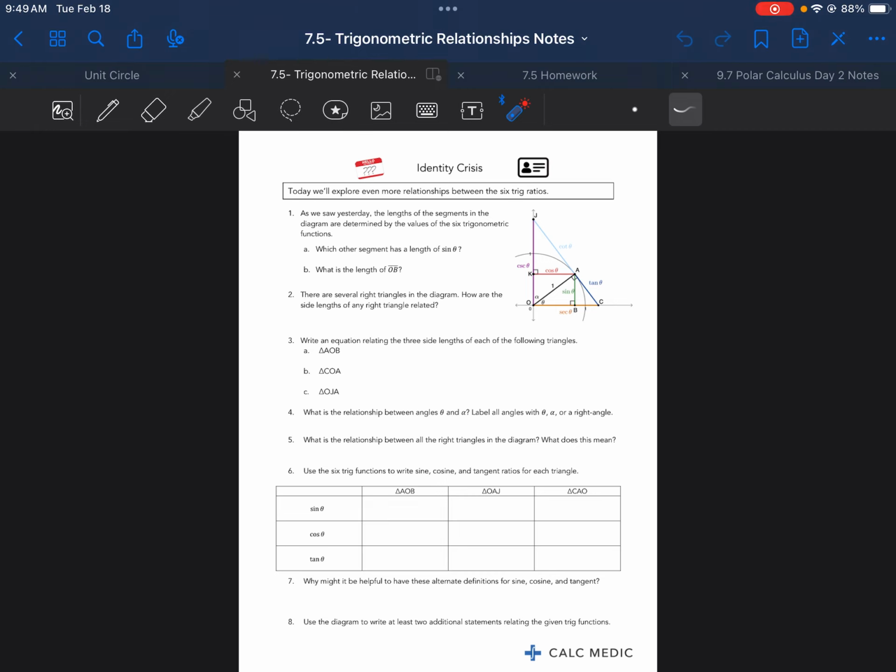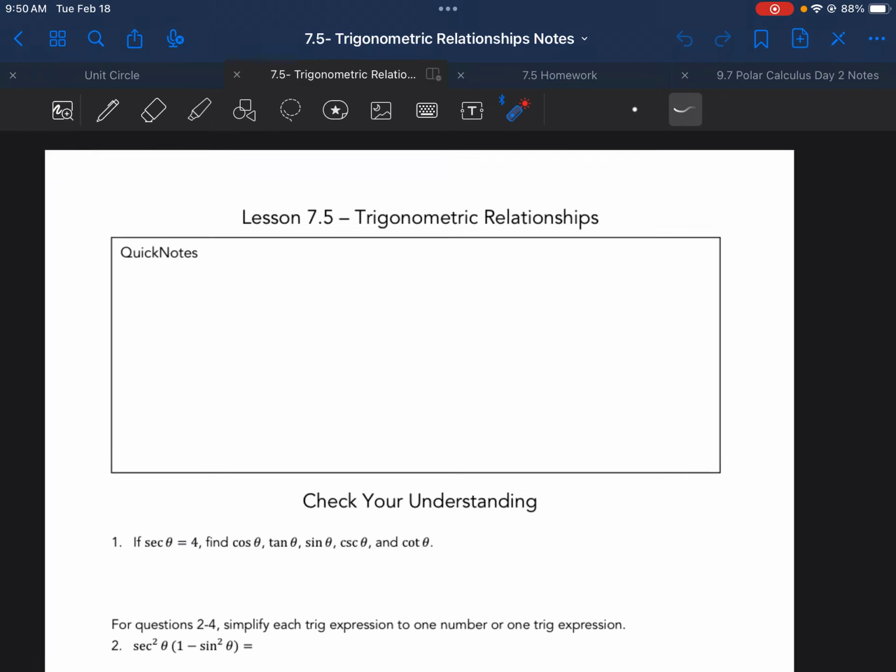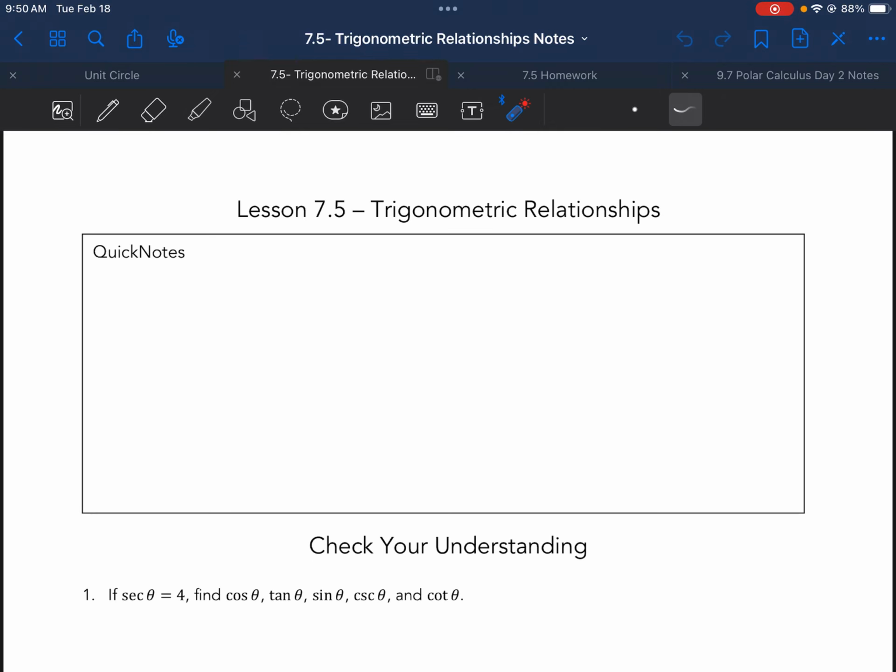So I'm going to actually skip Calcmedic's front page, their exploration activity, just for the sake of time. I know the previous video kind of ran a little bit long. I'm going to try to make this one not run as long. Okay, so I'm going to jump straight to the important stuff, establishing the trig relationships. So I'm going to split this into 2 different sections with a little bit more space on the right side.